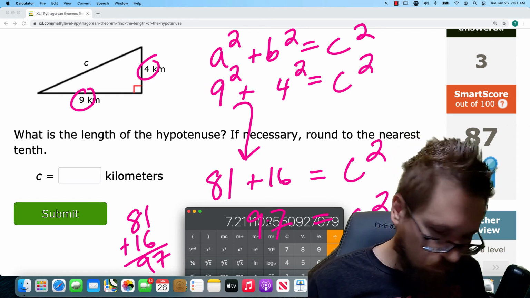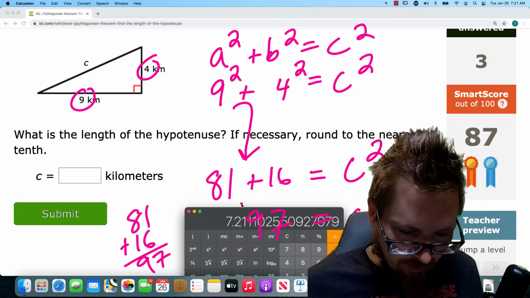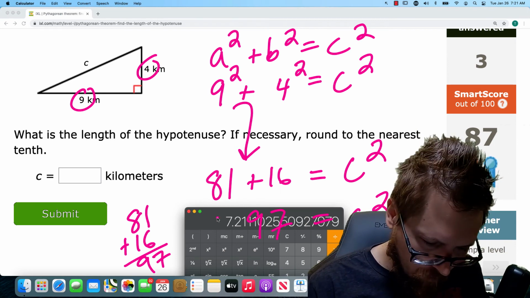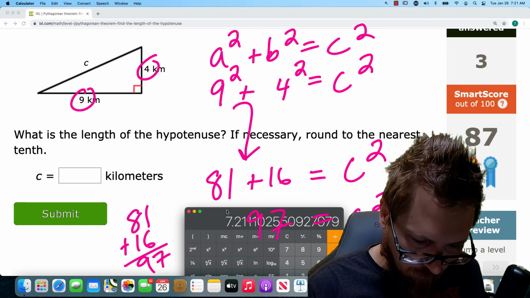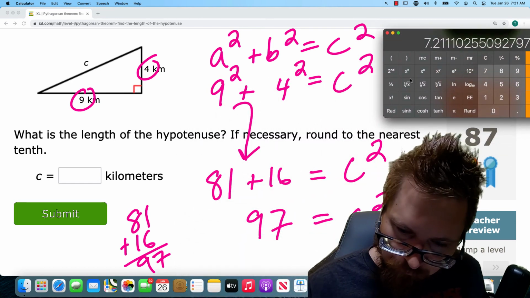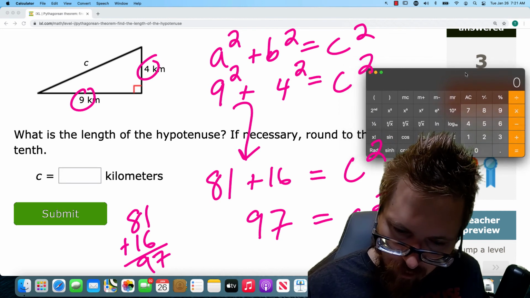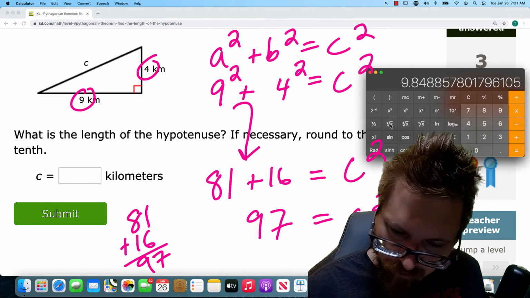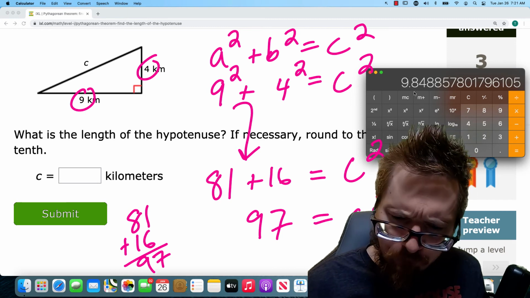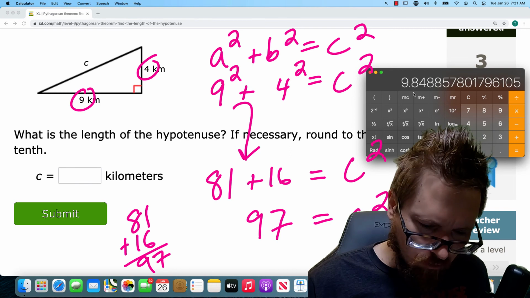So what we want to do in this case, guys, is, oops, I need to bring that calculator back. I always do that for some reason. Okay, hopefully this works this time. Oh, you know what I have to do? I have to do it like this. Okay, there we go. And now, clear the screen, right? Let me just find some room for the calculator here. And then I'm going to type in 97, press my square root sign, and I get 9.848857801796105.